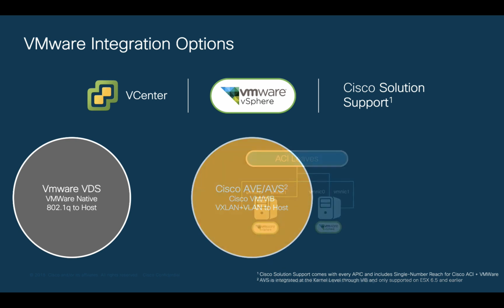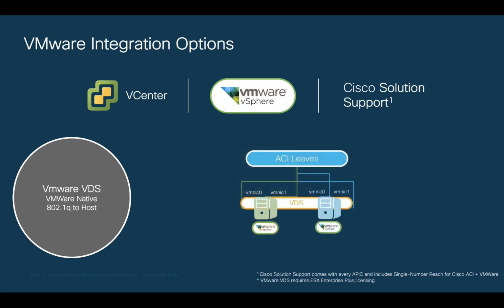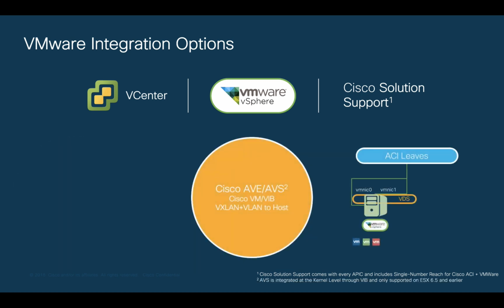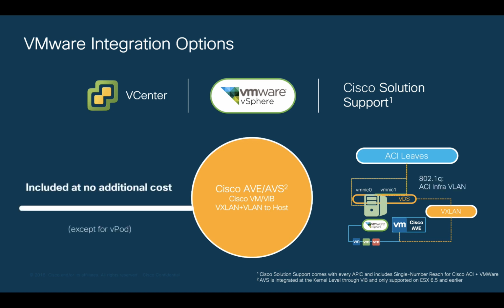The first one uses VMware VDS, which is a traditional layer 2 virtual switch that maps 802.1q VLANs to port groups. You don't need to install anything special in VMware for this to work, as it fully leverages VMware's APIs. However, you will need to extend multiple VLANs to each host. The second one is a virtual machine that allows you to encap and decap VXLAN traffic at the host level. This works by extending only the ACI infrastructure VLAN to the host. However, you will need to install an additional component, which is the AVE virtual machine.